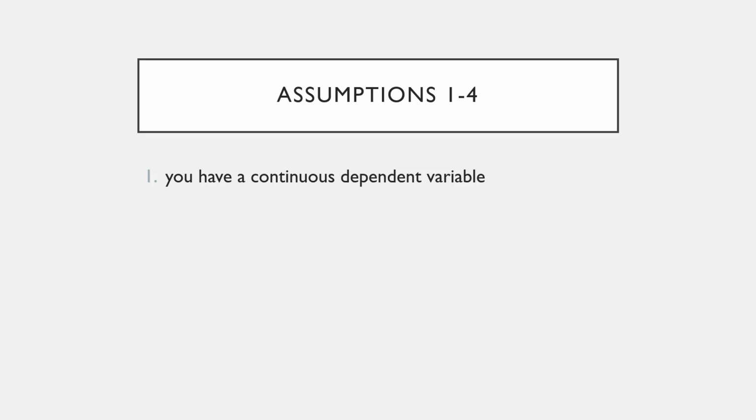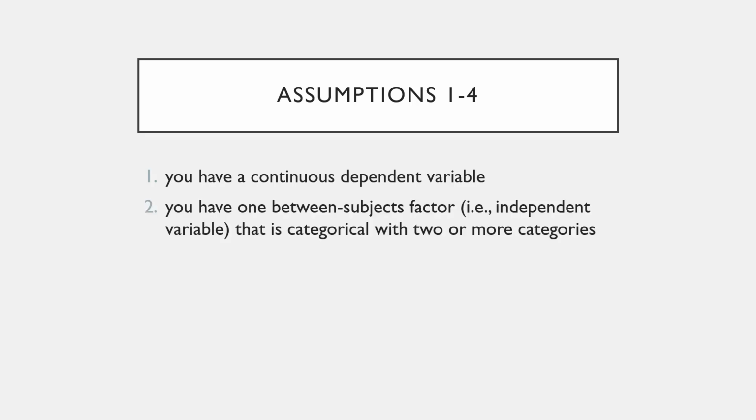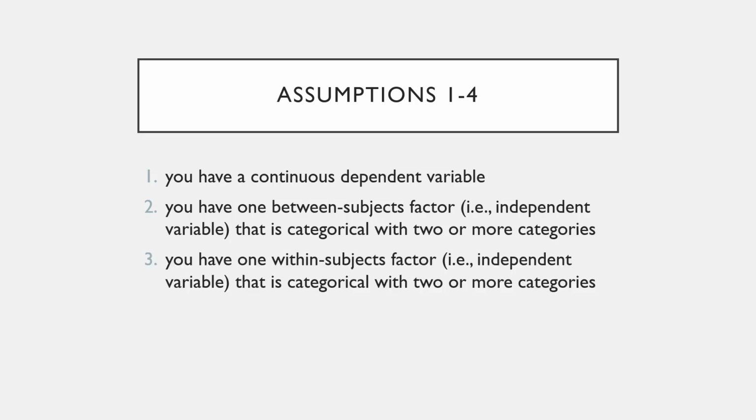So we have assumptions. You have a continuous dependent variable. You have one between subjects factor, and that is categorical with 2 or more categories. You have one within subjects factor, which is the independent variable that is categorical with 2 or more categories.